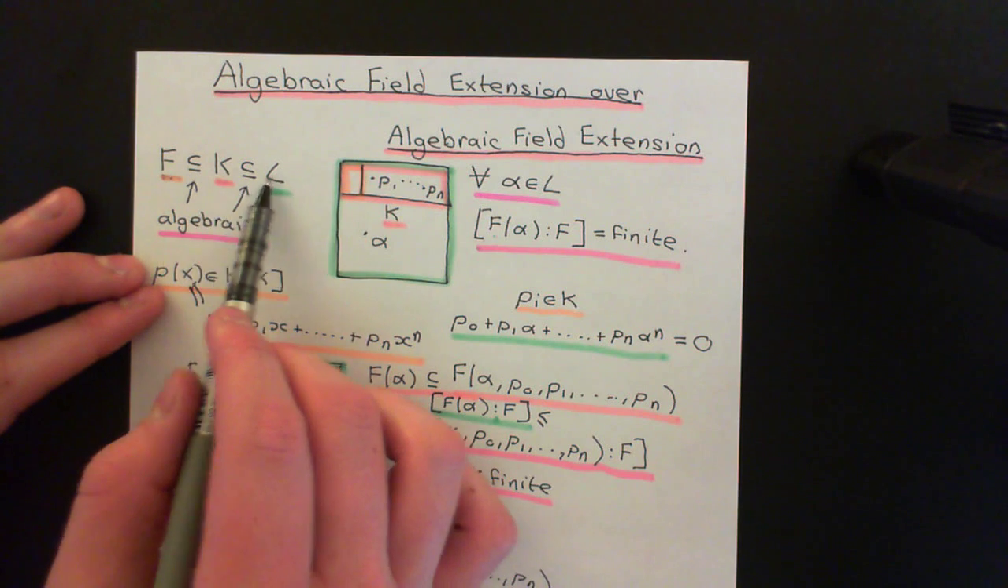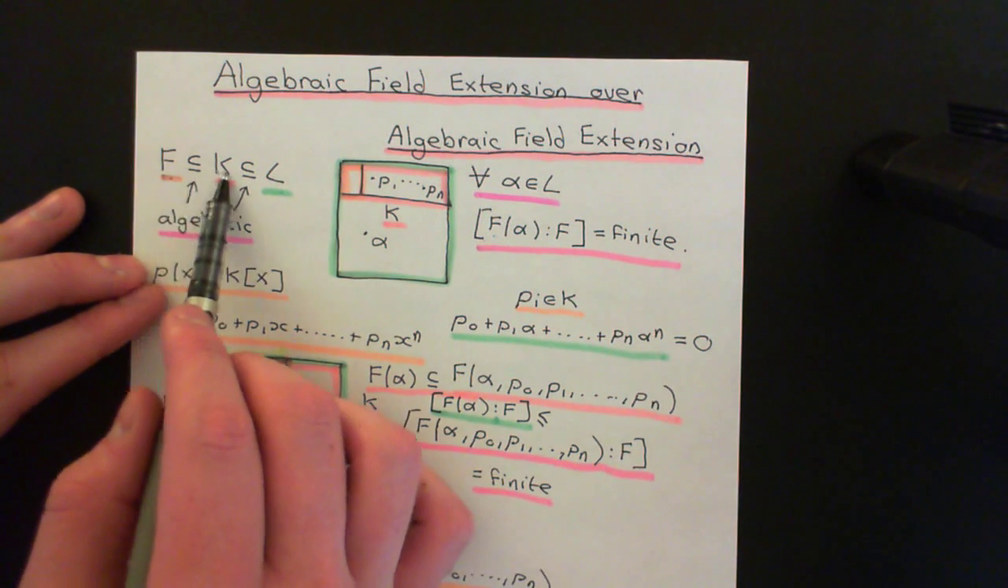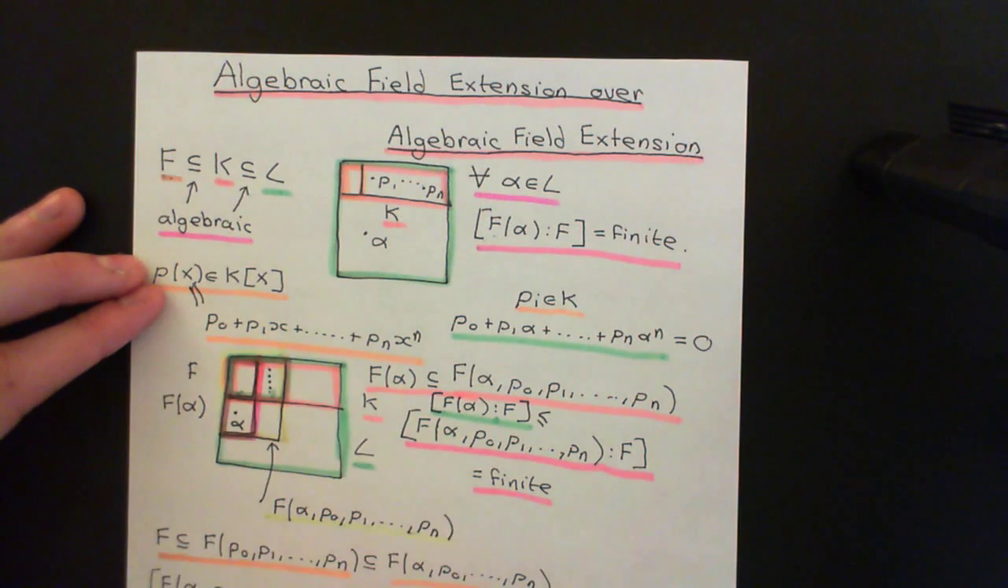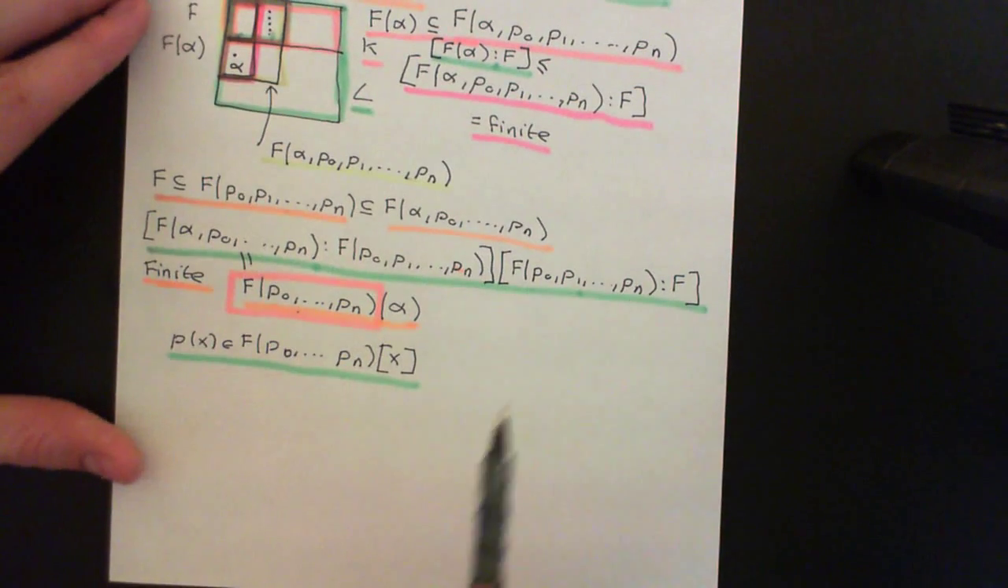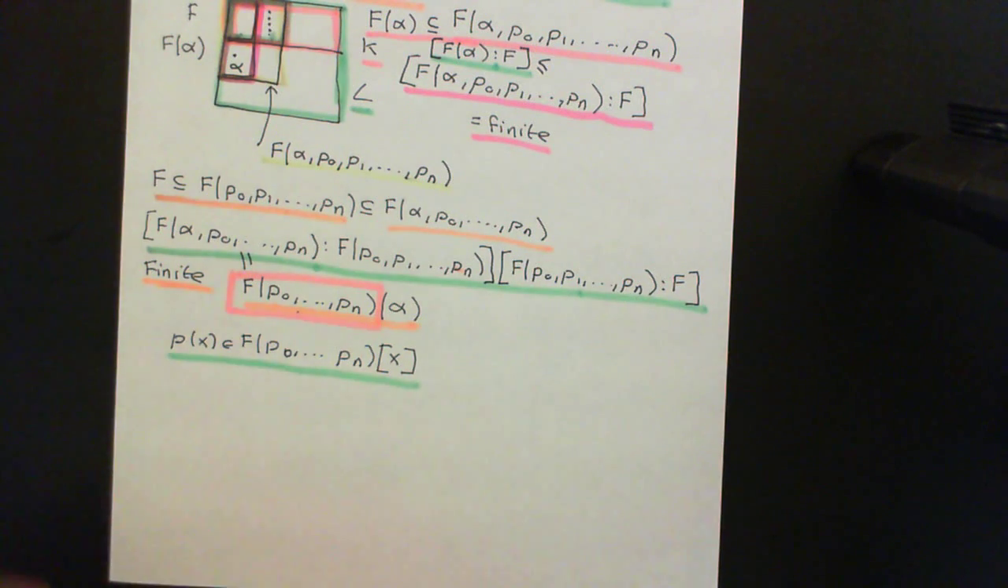We use the fact that L is algebraic over K with generating this polynomial. We haven't yet used the fact that K is algebraic over F, and we must use that at some point in this argument, and here it is. Okay, it's to conclude that this is going to be a finite field extension of F.